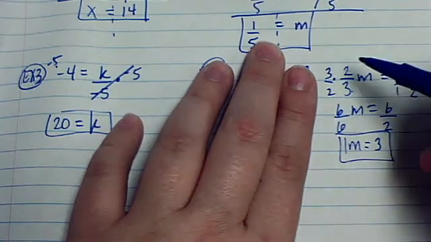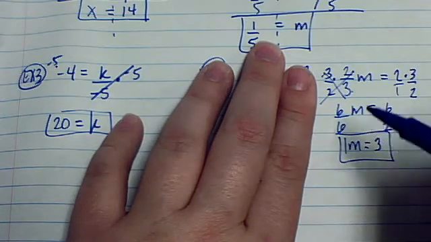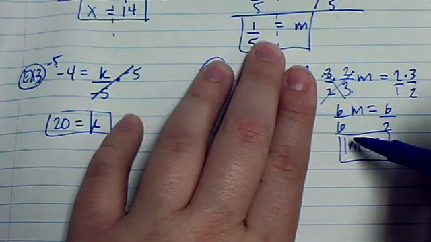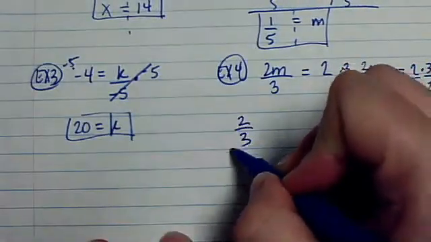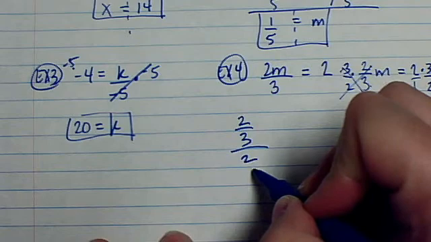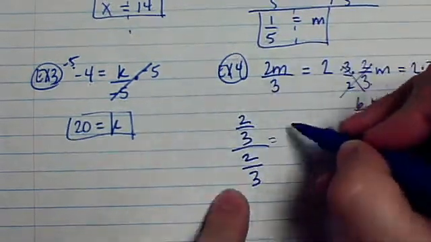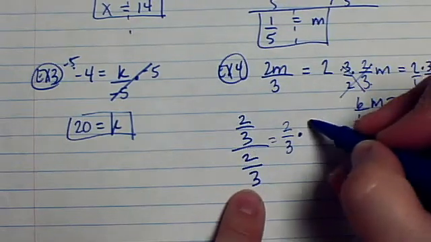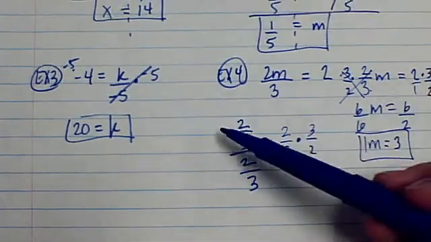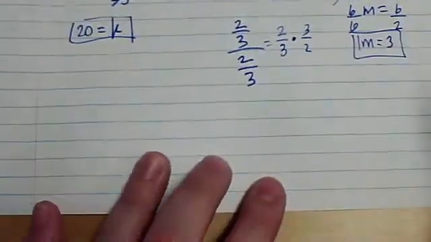Okay, the reason we can do this is because dividing by a fraction is the same thing as flipping the second and multiplying. Okay, so remember that little rule. If I had 2/3 divided by 2/3, okay, this is the same thing as 2/3 times flipping the second and multiplying. But instead of going through all of this, just start with that from the beginning.